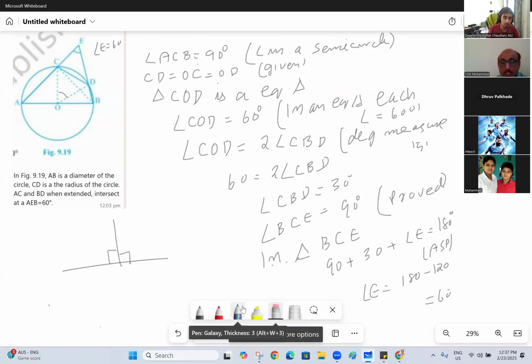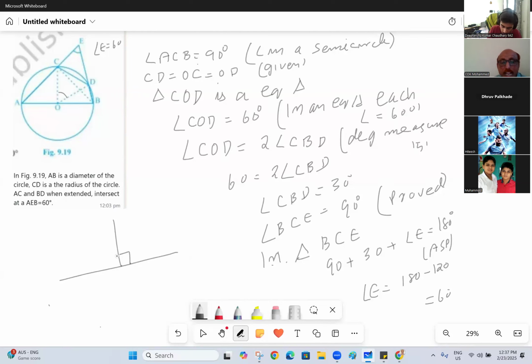You haven't been given that CD bisects AE. CD is perpendicular to AE. If this line is perpendicular, then it is perpendicular to that line. It is perpendicular here also. Otherwise, 90 plus this angle must be 180, so this is also equal to 90.